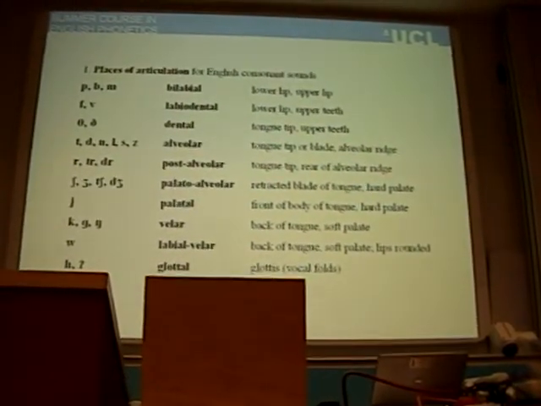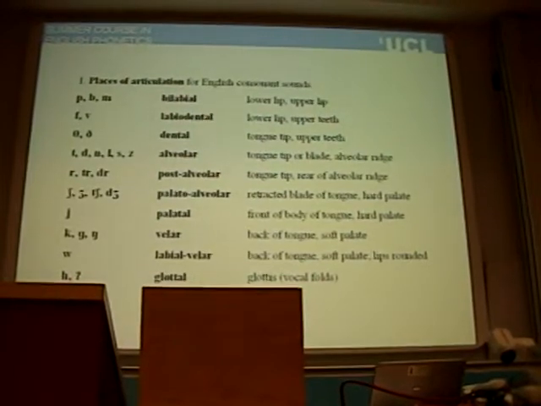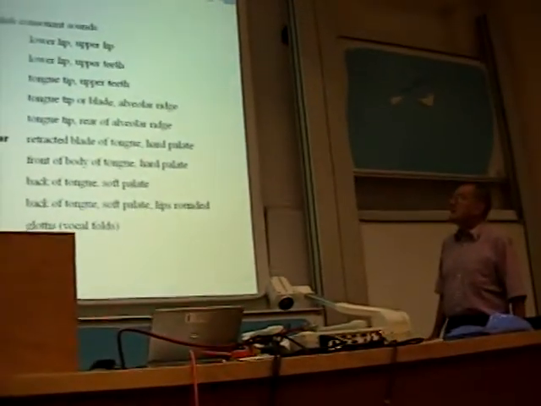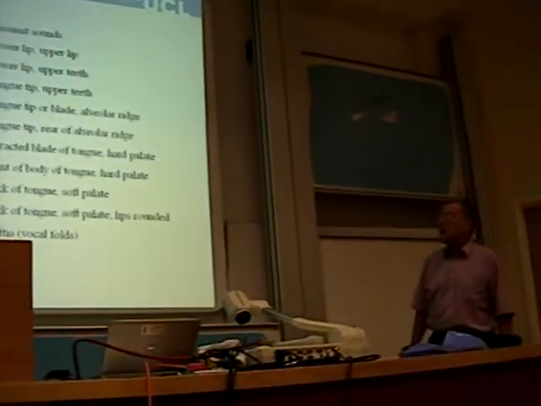Now, you can approach this in two ways. One is to say this is something you've all got to learn because you must know the classification. And that's rather boring. The other is to say that it tells you a lot of useful information which you can put to good use. So there is that table which is on your handout and which you have seen elsewhere, going through the different places of articulation for the English consonant.